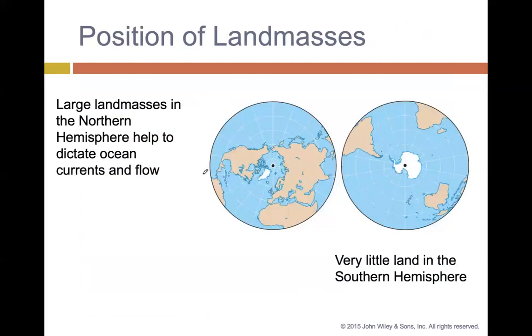Position of land masses. So the large land masses in the northern hemisphere help to dictate ocean currents and flow. And there's very little land in the southern hemisphere, so Antarctica is very small. And the land masses in the southern hemisphere, as you can see on the right side of this picture, are much smaller compared to the land masses in the northern hemisphere.